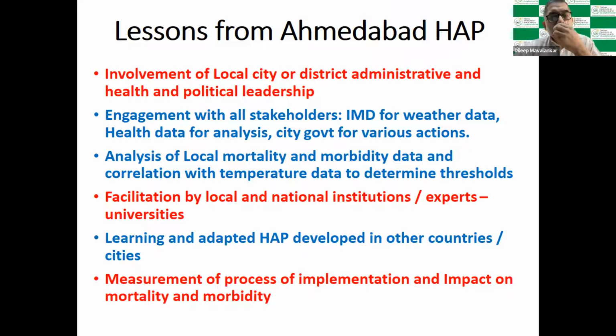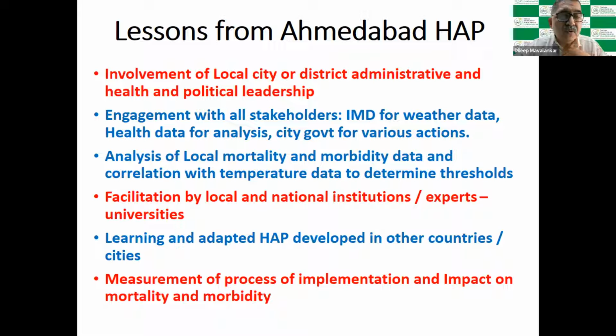Then engagement of all the stakeholders. The IMD is a national agency. They have the heat data. The municipal city government is the local health agency, which has the mortality and morbidity data. We also should involve the state government. So whatever is possible, we must use the local mortality and morbidity data to correlate with the temperature to determine the threshold and the effectiveness of the plan.